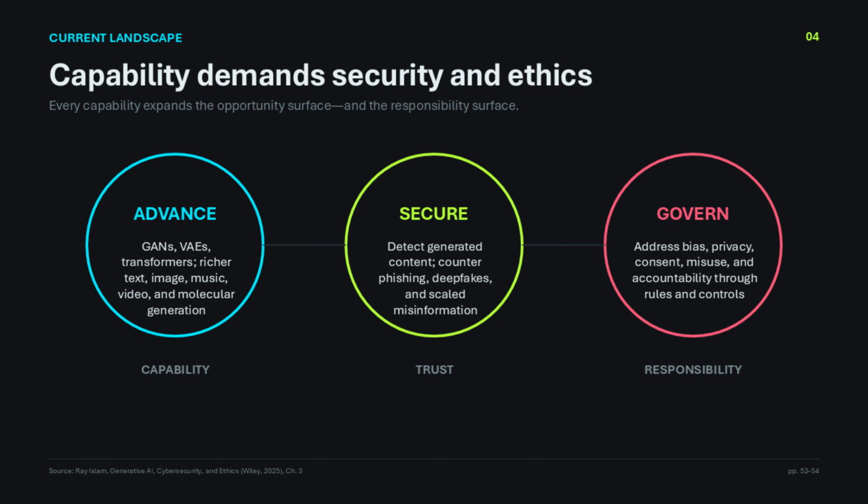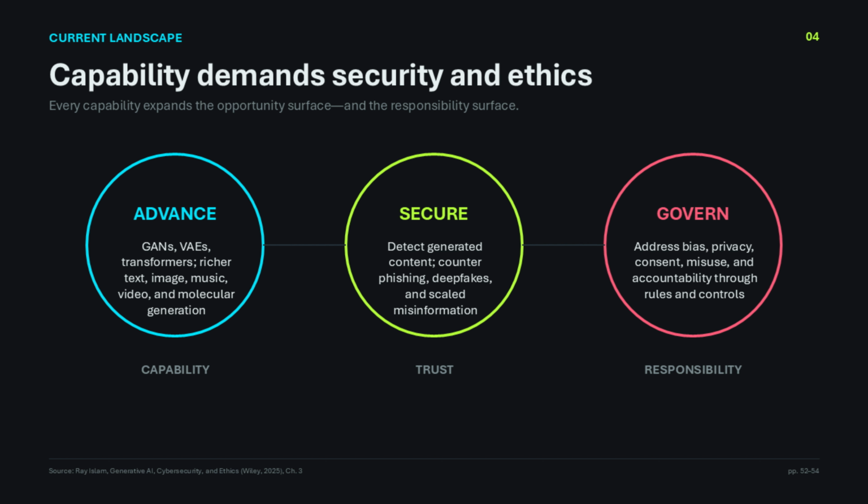Now we hit one of the most important ideas in this whole chapter. Capability, security, and ethics have to move together. On the left, we have rapid technical progress. GANs, VAEs, transformers, diffusion models, and increasingly rich generation across text, images, audio, video, and science. Amazing, right? But the exact same capabilities can be used for phishing, deepfakes, fraud, or misinformation at scale. That's why security cannot wait until after launch. Teams need detection, monitoring, and defenses that evolve as fast as the models do.